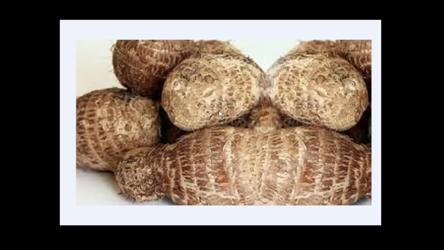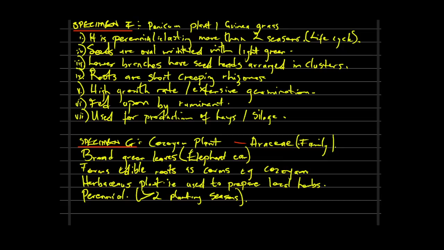So this is going to be our specimen H. Specimen H is the yam, we call it the yam, or the corm of cocoyam. So it can be called the taro corm. It is edible in nature. It matures in 8 months.